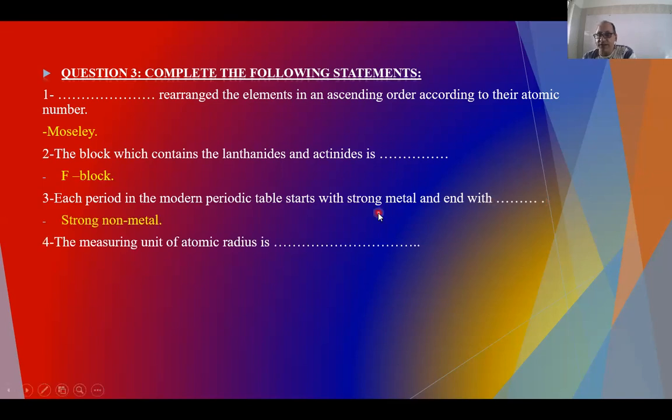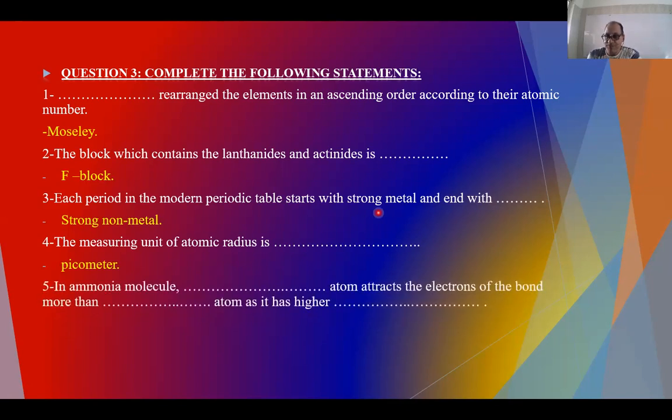The measuring unit of atomic radius is the picometer, and it equals 1 times 10 to the power minus 12 of a meter. In the ammonia molecule, we must know the chemical formula is NH3, so it has nitrogen and hydrogen. Hydrogen is one of the lowest in electronegativity. So in the molecule of ammonia, the nitrogen atom attracts the electrons in the bond more than hydrogen. Why does nitrogen attract more than hydrogen? As it has higher, we said the strength of attraction is electronegativity.